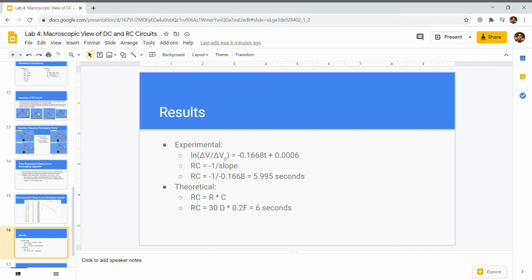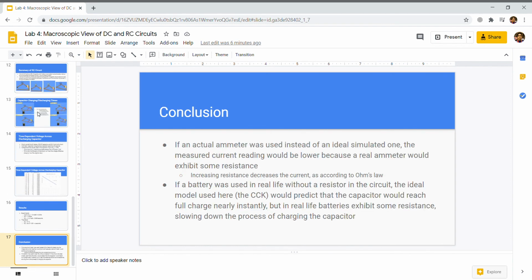So very close. In conclusion, if an actual ammeter was used instead of an ideal simulated one, the measured current reading would be lower because a real ammeter would exhibit some resistance. Increasing resistance decreases the current, according to Ohm's law. If a battery was used in real life without a resistor in the circuit, the ideal model used here, or the CCK, would predict that the capacitor would reach full charge nearly instantly. But in real life, batteries exhibit some form of resistance, which would slow down the process of charging the capacitor.